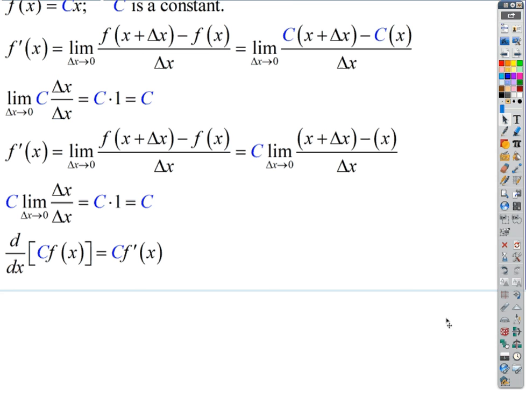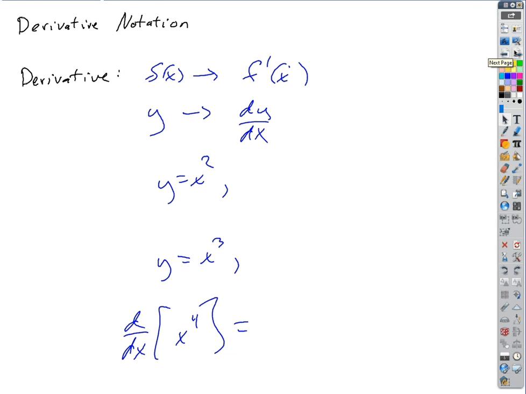Anyway, if you want to look at the work, I'll put that in the notes if you want to follow it all the way through. But the important thing to know is it just ends up coming out front, okay? So let's apply this in some cases.